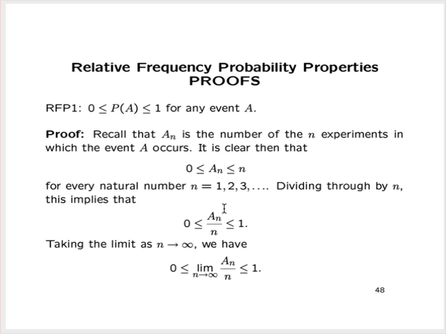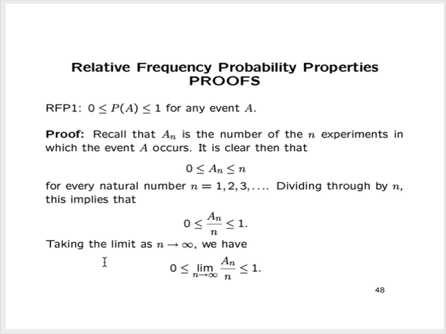Let me just say that we can see that this set of relationships holds for every n. The relative frequency of the occurrence of the event A is always between 0 and 1 for every n.